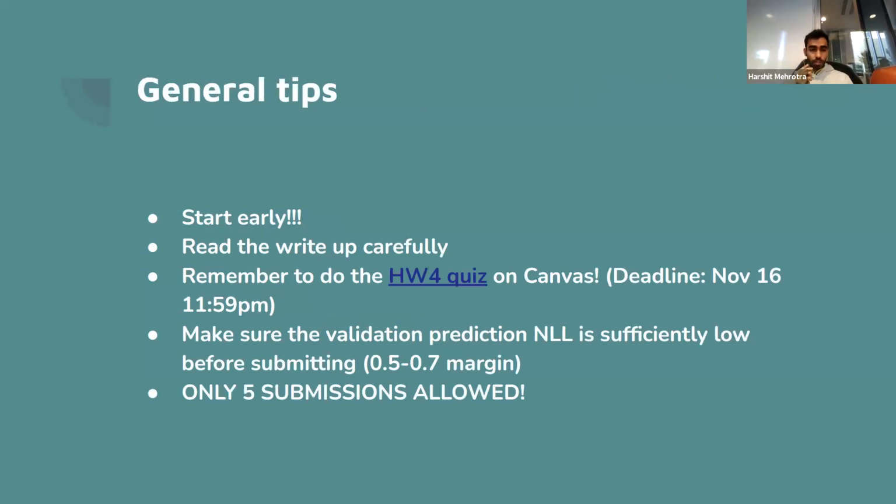So general tips. This homework part one, unlike other homework part ones, requires ablations to be able to clear the cutoff. So please start early. And as I have said multiple times, read the write-up very carefully. It's fairly long but very detailed. You also have to complete a homework 4 quiz, which is based on some part of homework 4 part 1 as well as homework 4 part 2. So you'll have to read both the write-ups before the early deadline of November 16. Also, as I have mentioned earlier, there needs to be a fair safety margin in your validation prediction NLL so that you don't waste an Autolab submission, and only 5 submissions are allowed on Autolab.